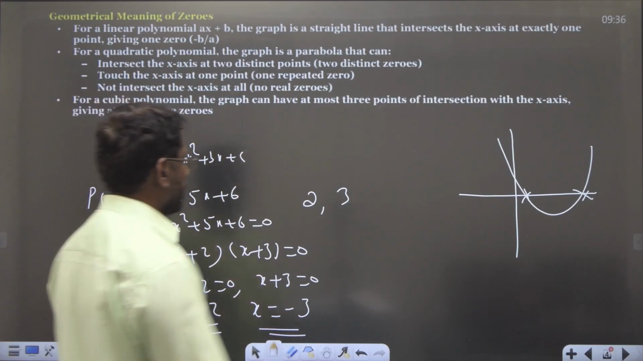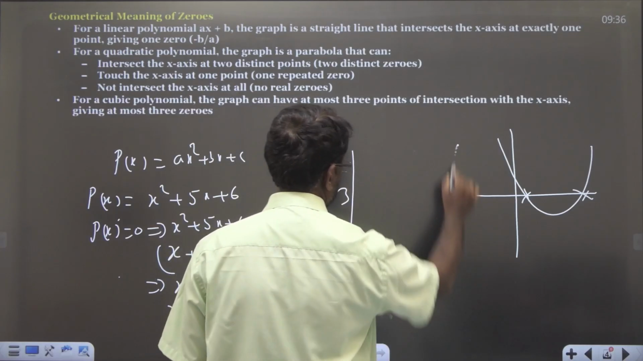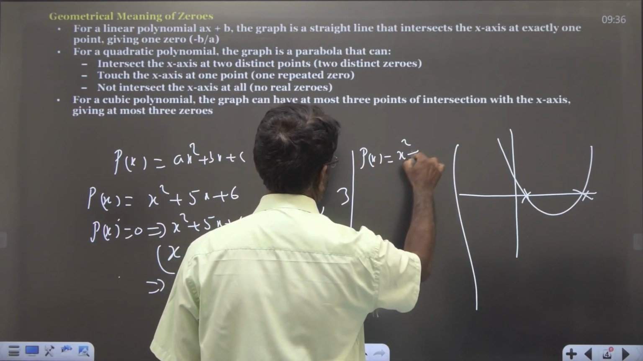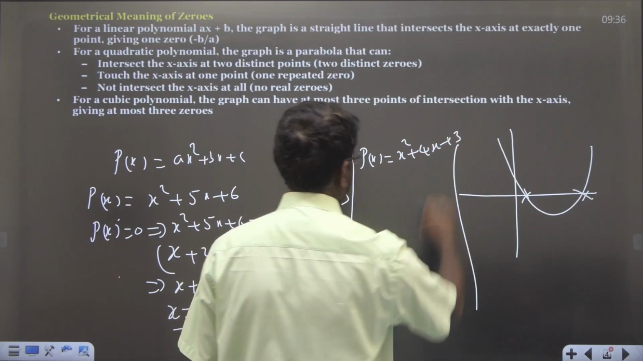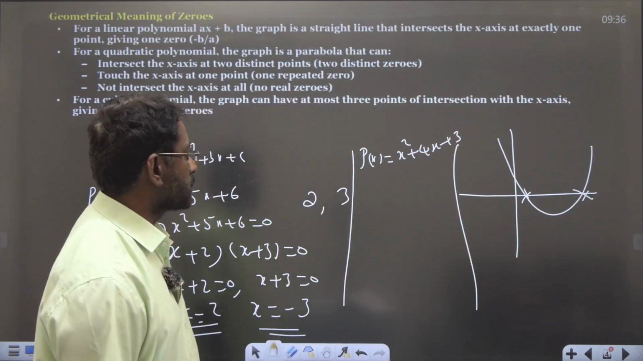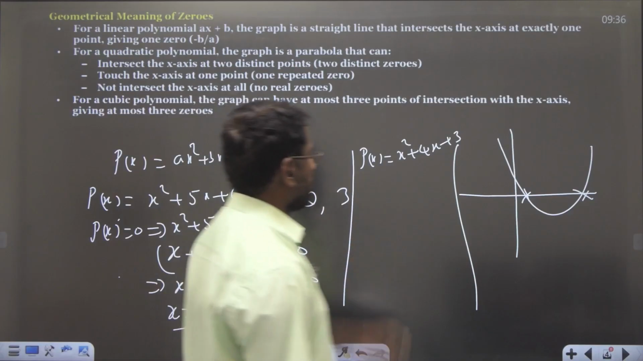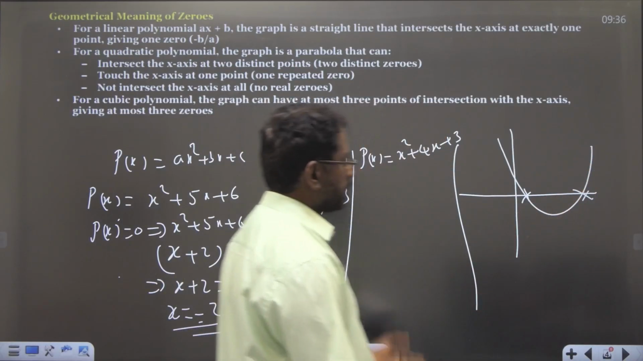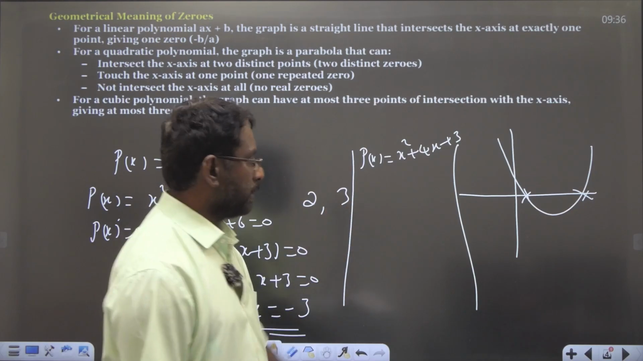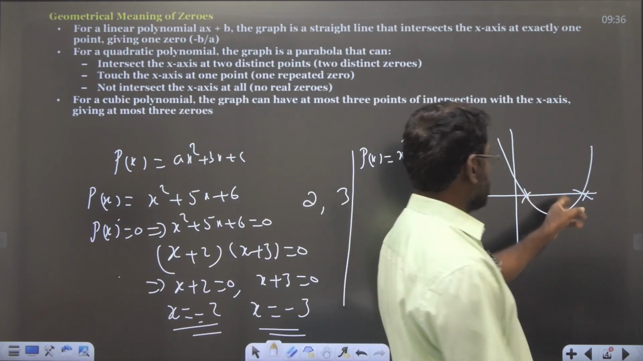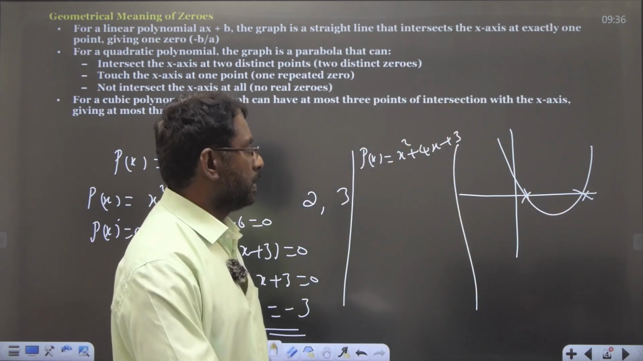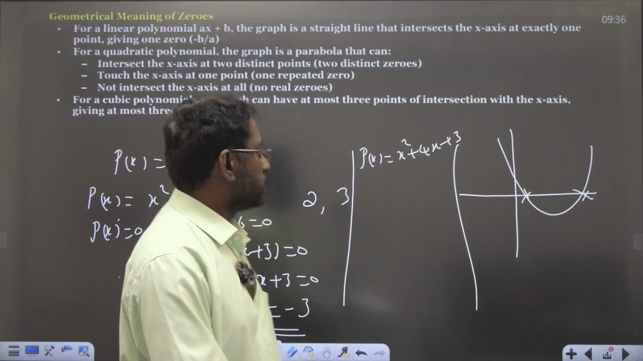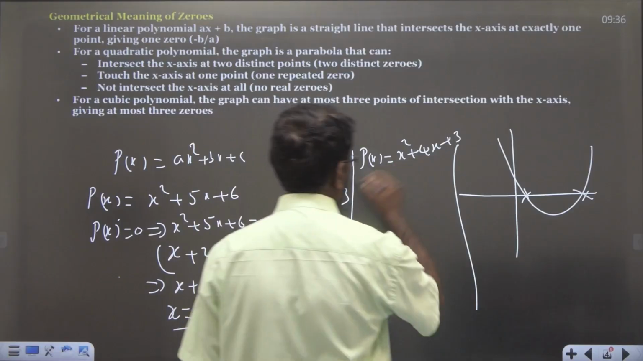Okay, I can give you another example also. Suppose P of x is equal to x square plus 4x plus 3. It is also a quadratic polynomial. The shape of the graph is a parabola. It crosses the x-axis at 2 points. So the number of zeros will always be 2. Okay.